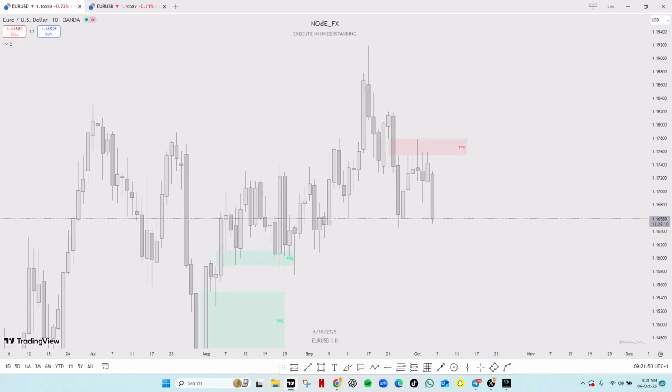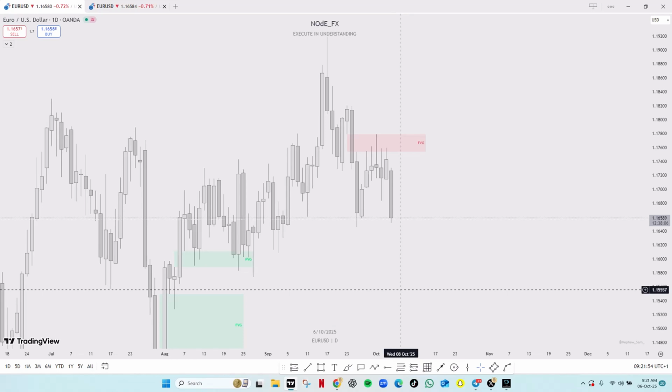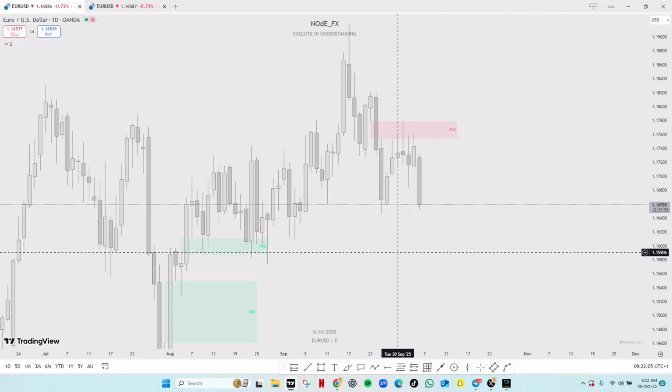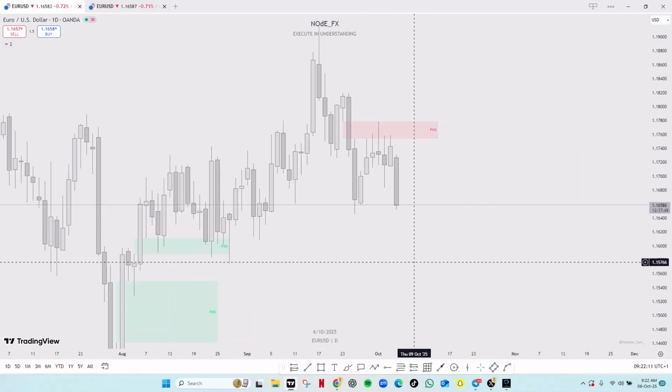Now, looking at this, this is the daily time frame on Euro USD. If you follow me on Twitter, you'll see that I've been posting this up right before the entire thing came in, right before the entire trade came in.